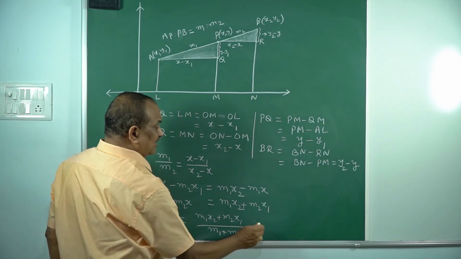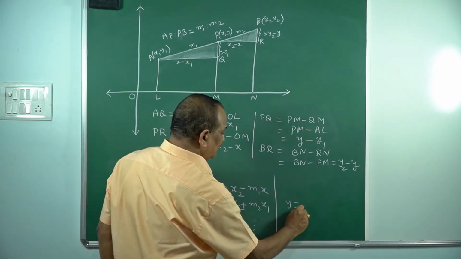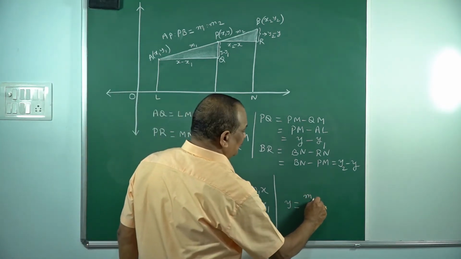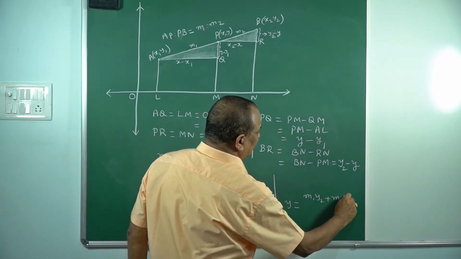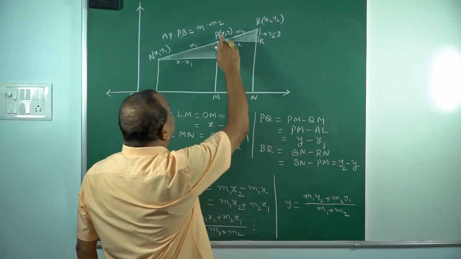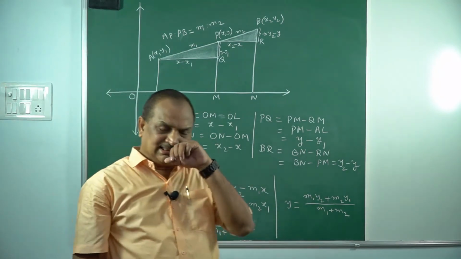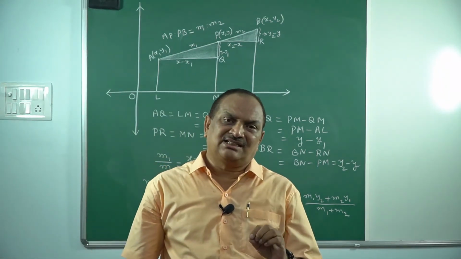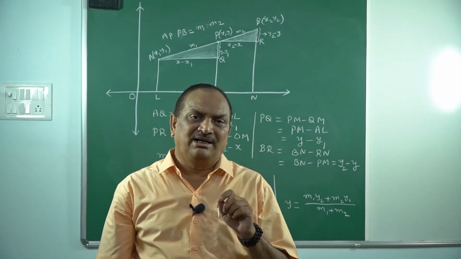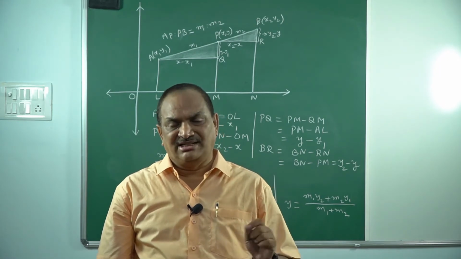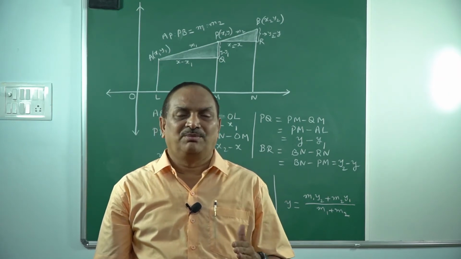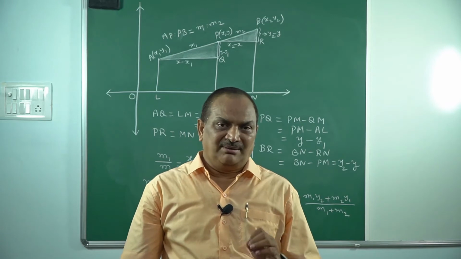Exactly in the same way you can get y also. Here you got x, this is the formula. We get y here, m1y2 plus m2y1 by m1 plus m2. So we have got the coordinates of this point P, x comma y. I just want to consolidate this and tell you, if A(x1, y1) and B(x2, y2) are the end points of the line segment, the coordinates of the point P which divides this line segment in the ratio m1 is to m2 are m1x2 plus m2x1 by m1 plus m2, comma m1y2 plus m2y1 by m1 plus m2.